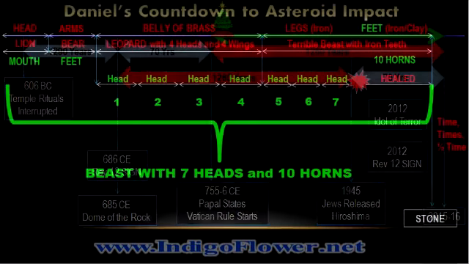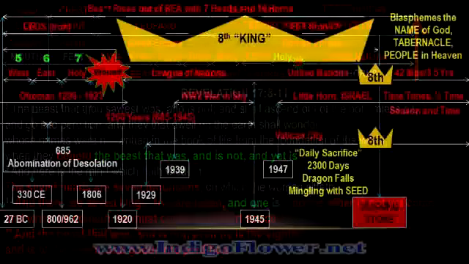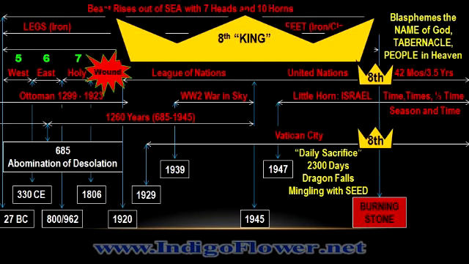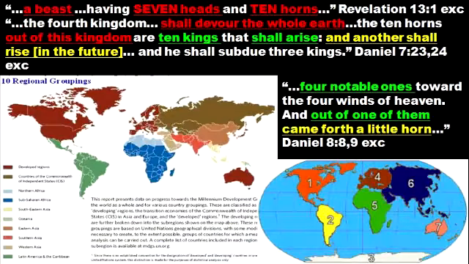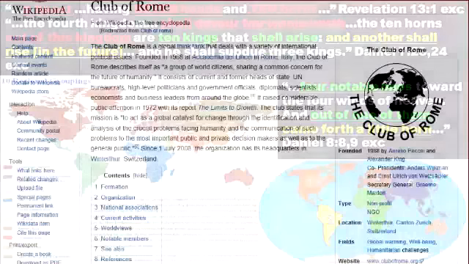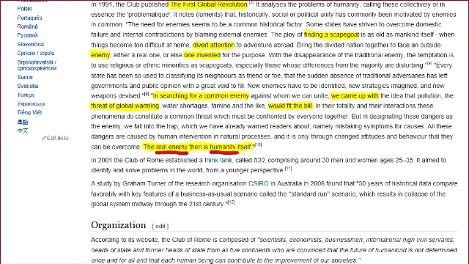The 7th head of the beast was the Holy Roman Empire, which was wounded in 1870 and healed in 1920 when it rose again in the name of peace. The 8th king, who is of the 7, is the United Nations, who is also the beast with 7 heads and 10 horns. The 10 horns are the 10 regions of the world that the Club of Rome appointed, the same Club of Rome that declared humanity as the enemy under the guise of the climate crisis.